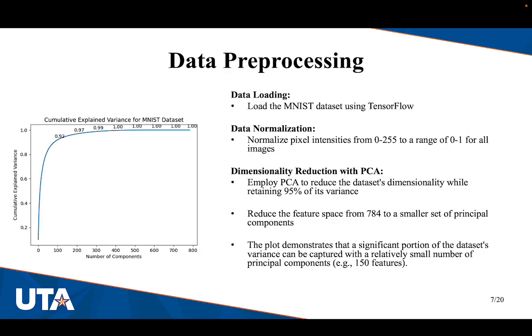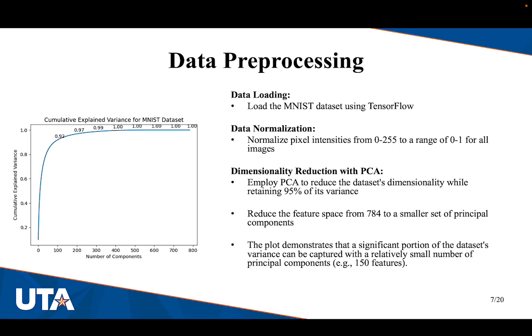For data pre-processing, first of all, I loaded the dataset using TensorFlow, and then normalized the pixel intensity to a range of 0 to 1. The MNIST dataset is a huge dataset because it consists of 70,000 images, and each image is 28 by 28 pixels. So we employ PCA to reduce the dataset's dimensionality while retaining 95% of its variance.